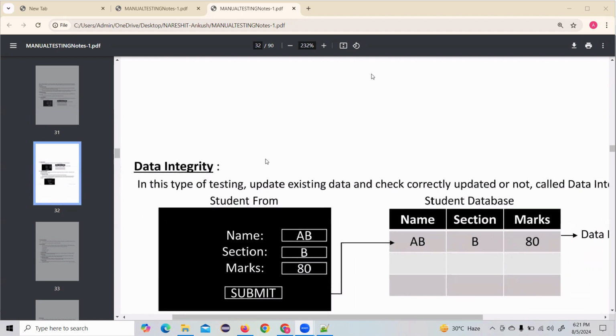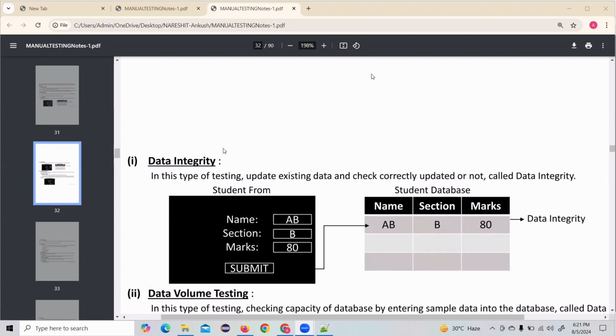Sir, what can we do under data integrity testing? Look here. See, it is a type of testing where we can update existing data and check whether it is updated properly or not. What is the name? AB. Section, what was the section? A. Now what have I written? B. How many marks? Here B and here 80.